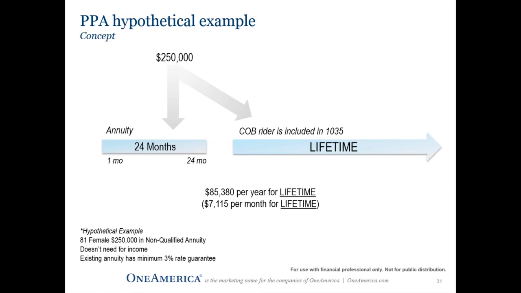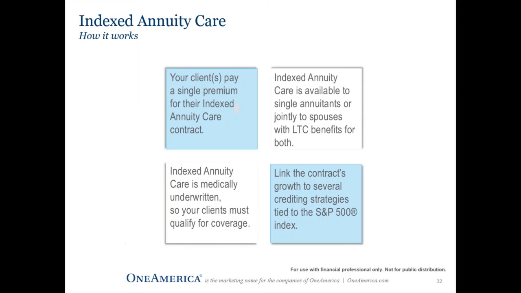A couple of other broad points about how this thing works. We're going to drop in a single premium. We can do the single life or joint life. We've got this medical underwriting, which is the exact same process as annuity care too. And we're just going to credit interest based upon S&P. And again, it can be cap rate, par rate, point to point, or monthly average, or some combination of all of those things. Okay?